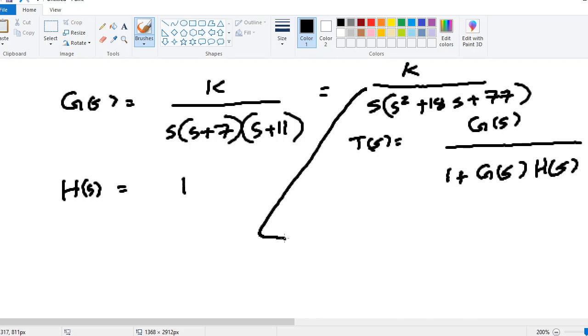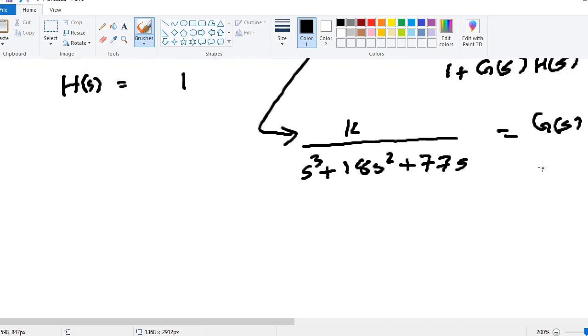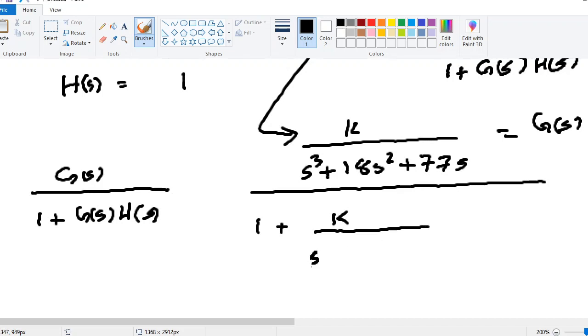So if you multiply that together, you get k divided by s cube plus 18s squared plus 77s. That will be your g of s. Now, if we are going to use this formula, that is g of s divided by 1 plus g of s into h of s, what does this become? So it will be g of s divided by 1 plus k divided by s cube plus 18s squared plus 77s, and of course h of s is equal to 1 like I did mention here.